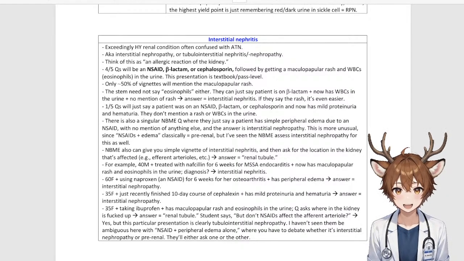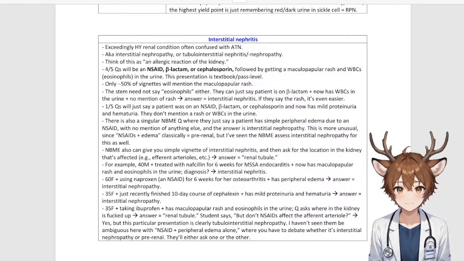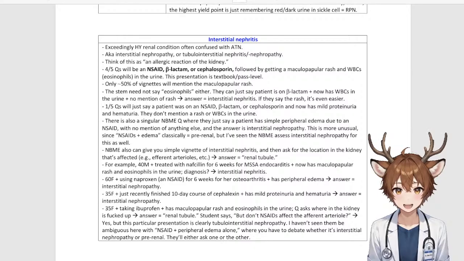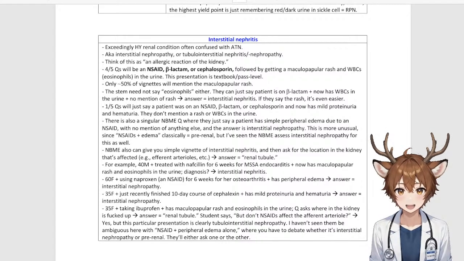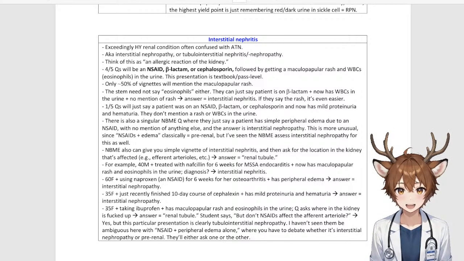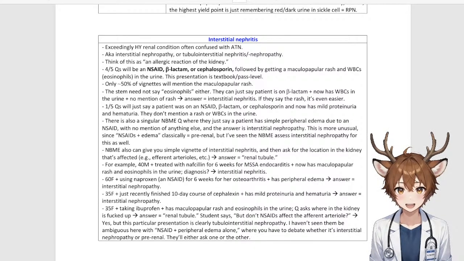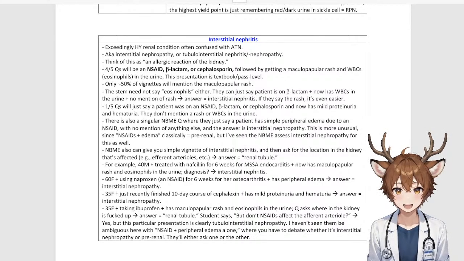Interstitial nephritis, an exceedingly high-yield renal condition often confused with acute tubular necrosis, also known as interstitial nephropathy or tubulointerstitial nephritis/nephropathy. Think of this as an allergic reaction of the kidney. 4 to 5 questions will involve an NSAID, beta-lactam, or cephalosporin, followed by a maculopapular rash and white blood cells, eosinophils, in the urine.